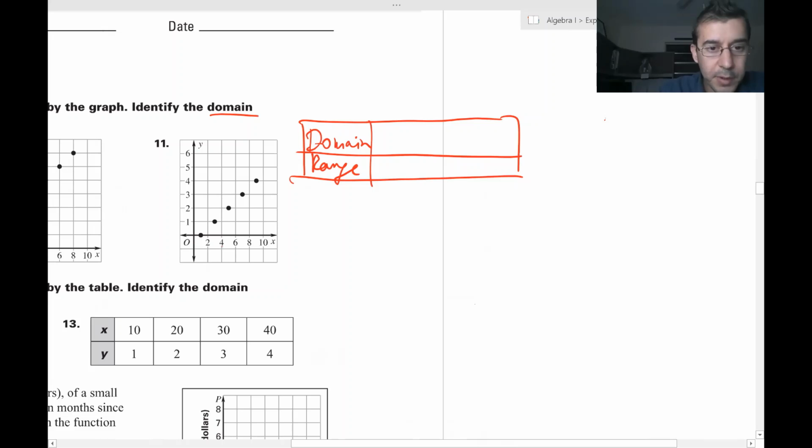It's x is 1, 1 and 0. Next one, x is 3, 3 and 1. Next one is 5, 5 and 2. Next one is 7, 7 and 3. And 9 and 4. The domain values are 1, 3, 5, 7, 9. The range values are 0, 1, 2, 3, 4.